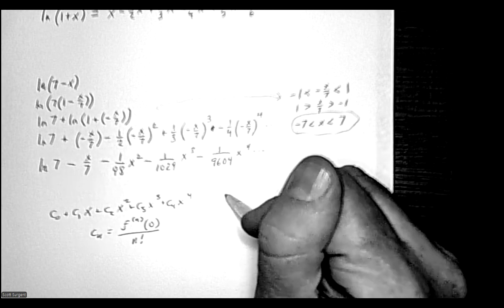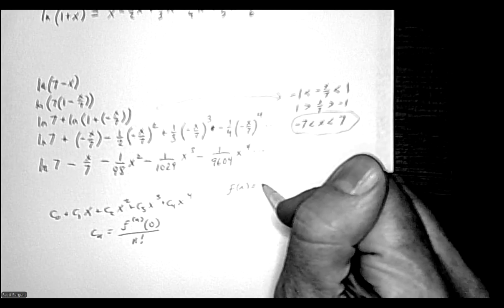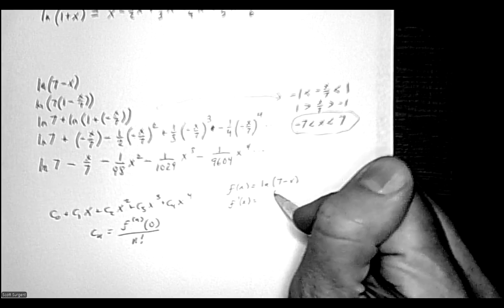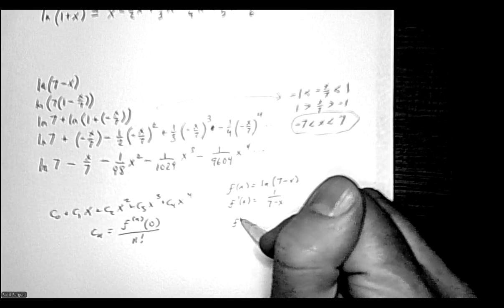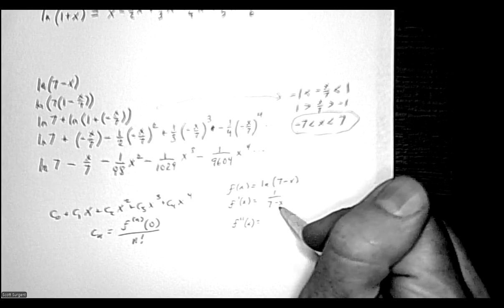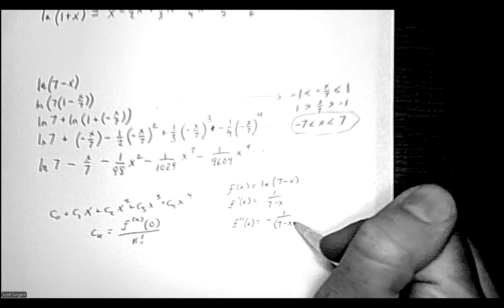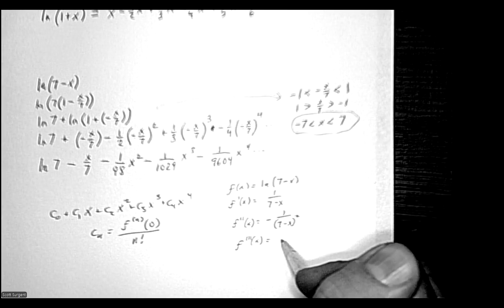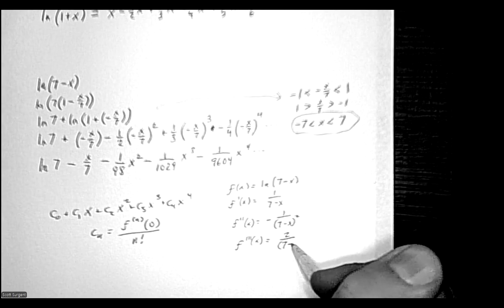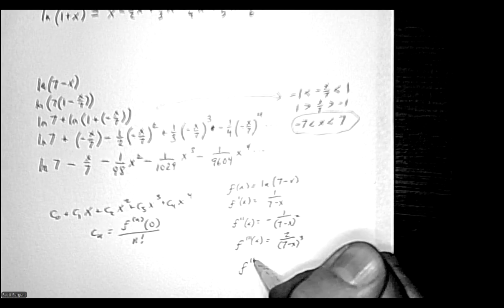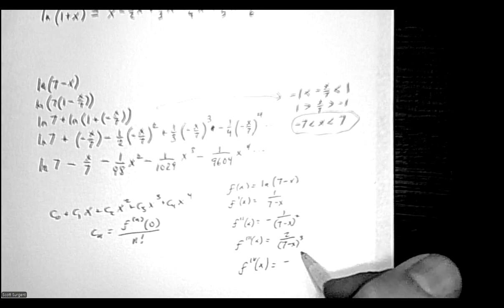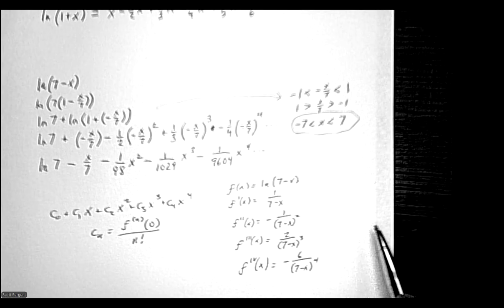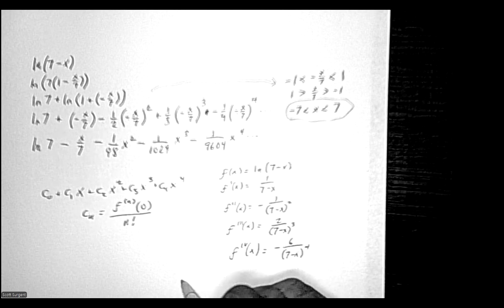The unfortunate thing here is that you're going to have to take a whole bunch of derivatives of the ln function. That's not that hard to do, but it gets kind of tedious. The second derivative would be -1 over (7 minus x) squared. The third derivative is 2 over (7 minus x) cubed. I'll do one more. The fourth derivative will be -6 over (7 minus x) to the fourth. And then you have to plug in 0.